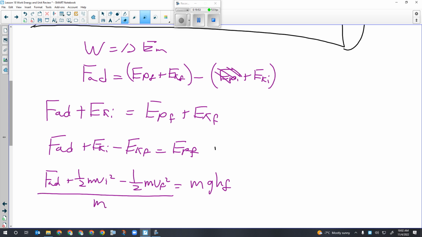Okay, now I just have to plug in my numbers. So I'm going to have 15.96 times 16. That's the work that's being done. I'm going to add that to the kinetic energy we had at the beginning. So 1/2 times 6 times, it was 2, right, squared?